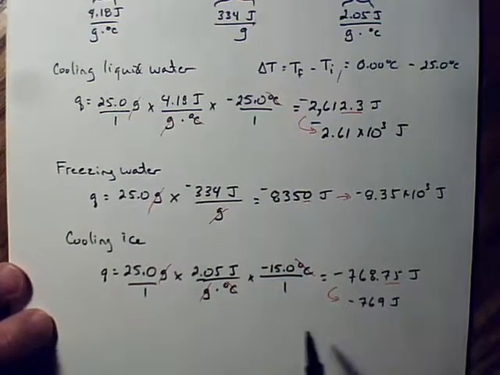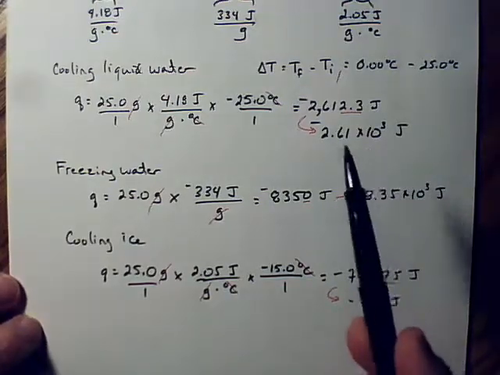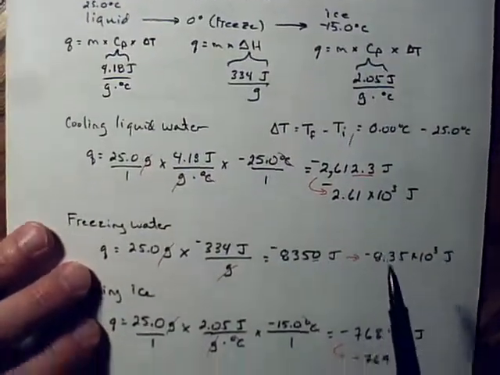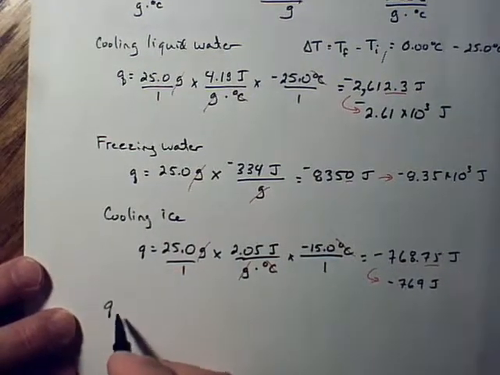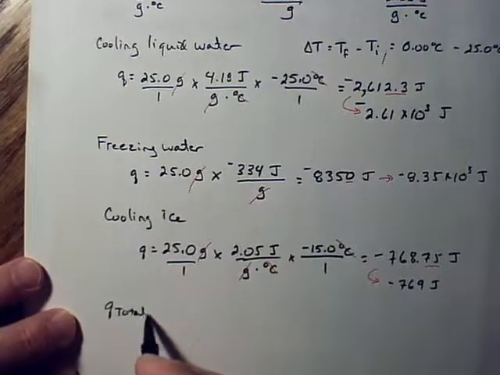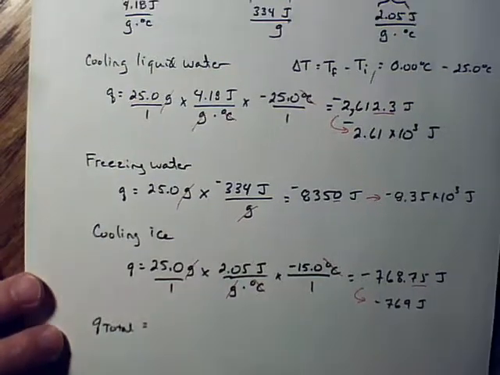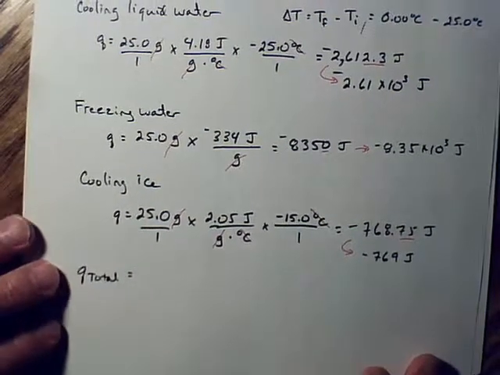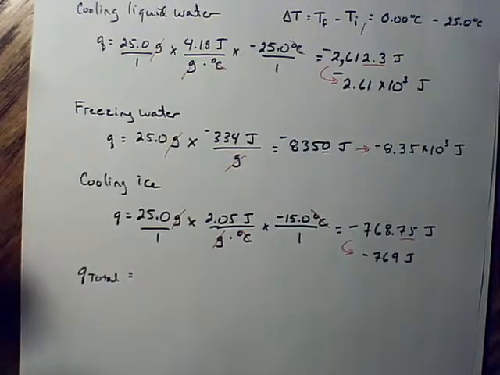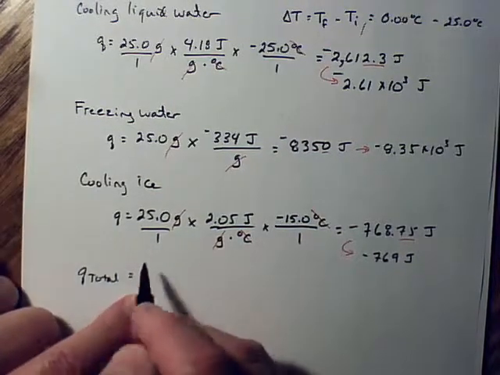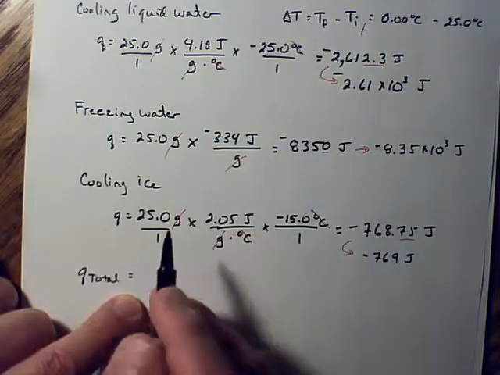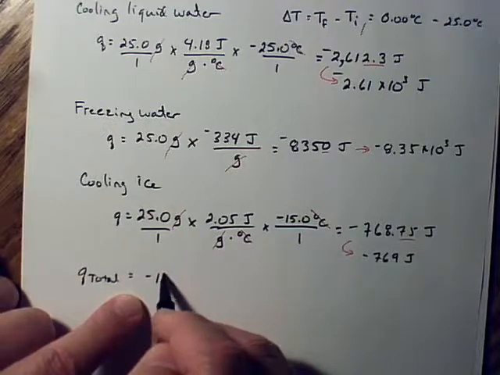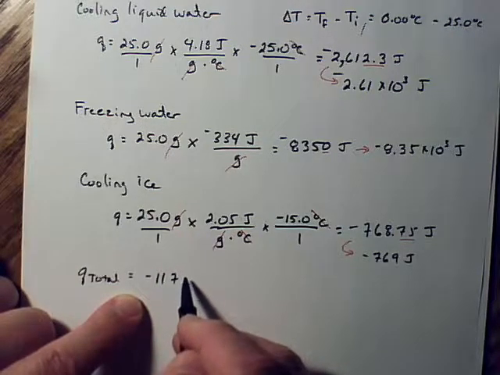We get negative 769 joules. And so to find out the total amount of energy lost in this problem, you need to add all those numbers together. So Q total is equal to all three Q's added together. Somebody already added those together? Can you give me the answer here? Unrounded answer first.